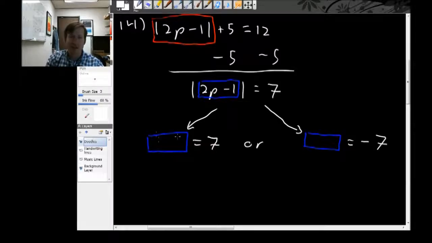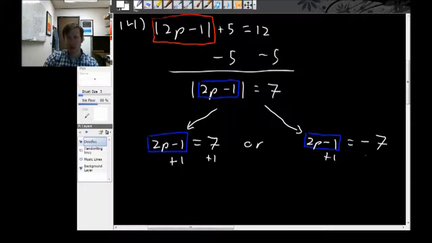So, of course, the thing inside this blue box is actually 2p minus 1. So we get 2p minus 1 is equal to 7, or 2p minus 1 is equal to negative 7. Now we can solve each of these because each of these is just a regular linear equation. So add 1 to both sides. Over here, also add 1 to both sides.